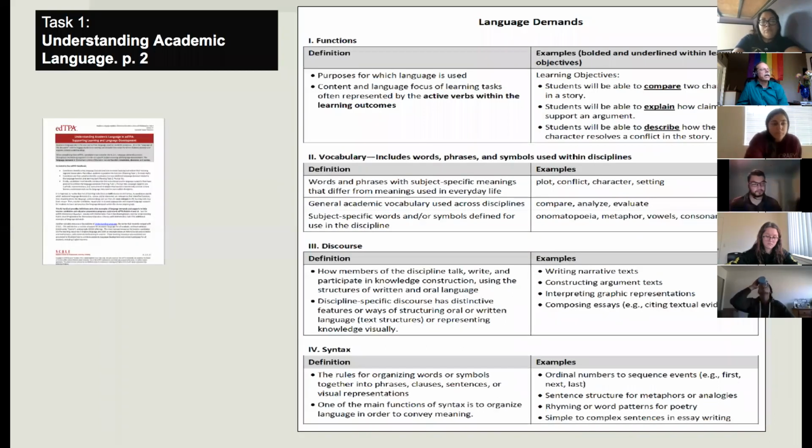And then here's the understanding academic language. Page 2, it tells you the functions and all those pieces, how to compare and contrast, all those, and the examples are listed here as well, the definitions, all of those are here.